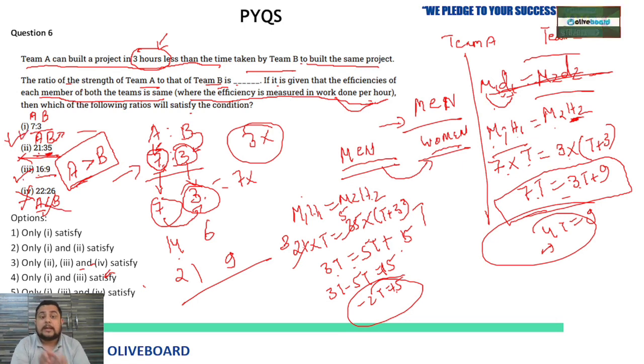And I am hoping that you are getting this question, how it is done, and you are understanding the right approach. So our answer of this question would be 1 and 3 only. This is given in option 4, only 1 and 3 satisfy. So I hope it is completely clear to all of you.